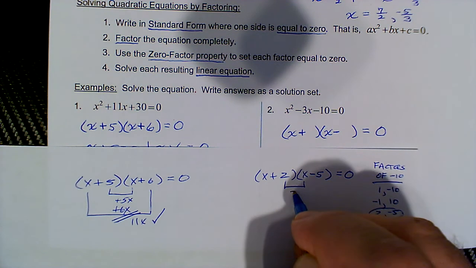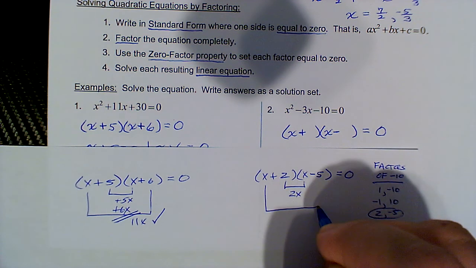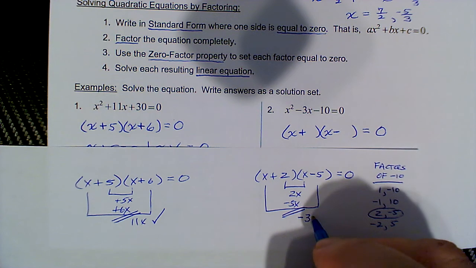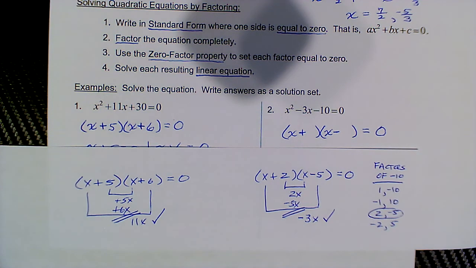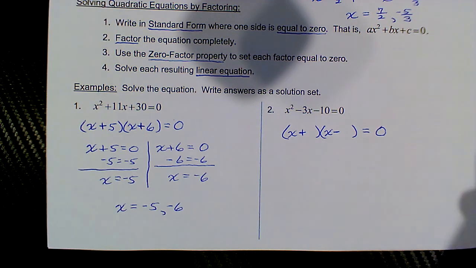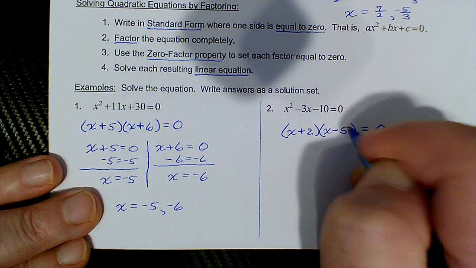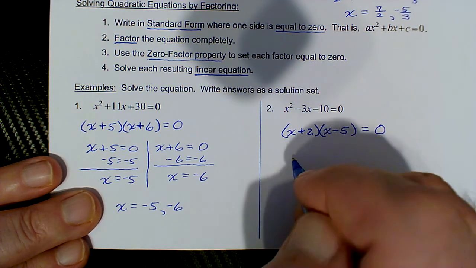You can perform the check. 2x and negative 5x combined to give negative 3x, and that checks. So once you complete the factorization, we have x plus 2, x minus 5, then it's the zero factor property.